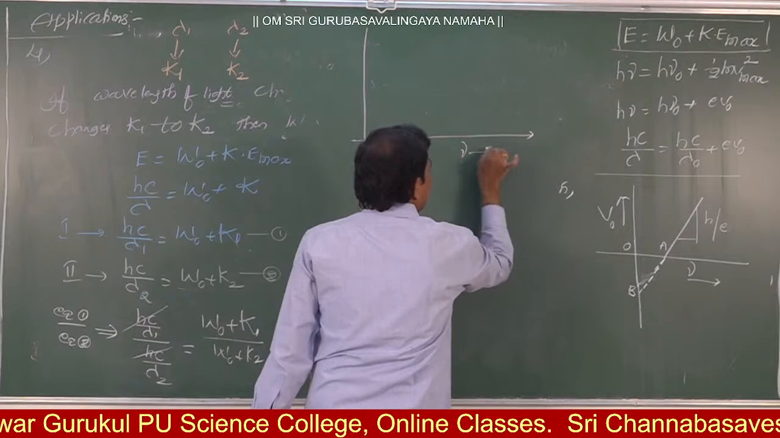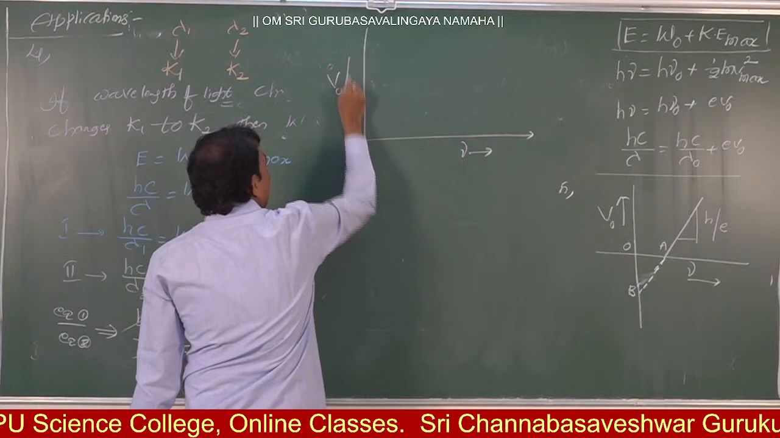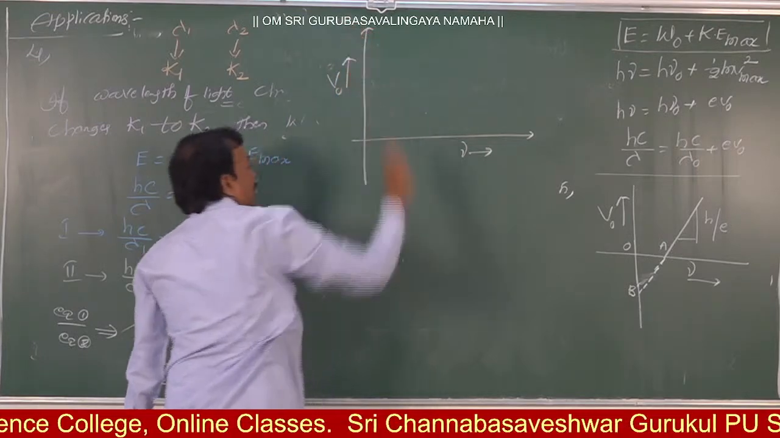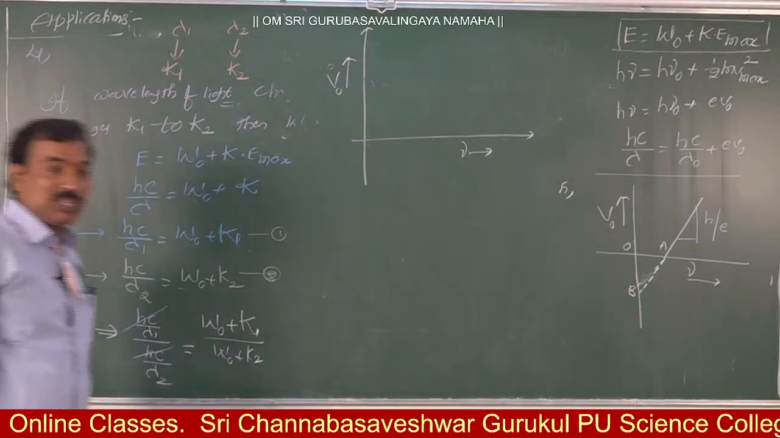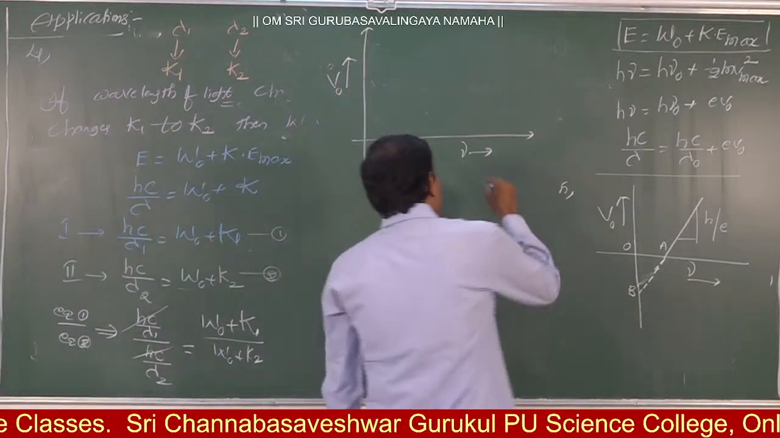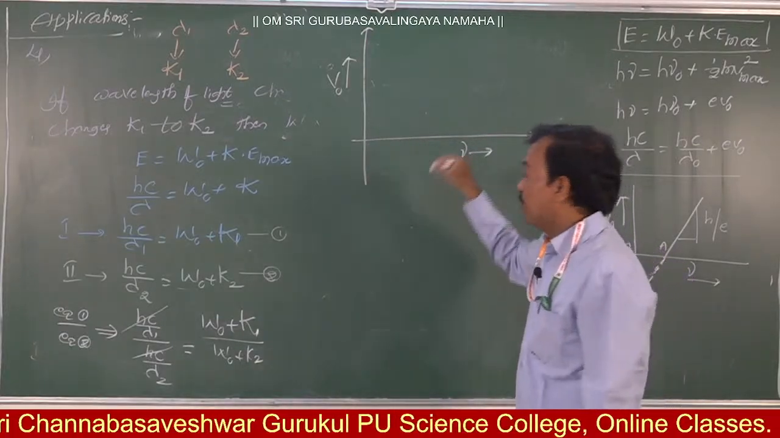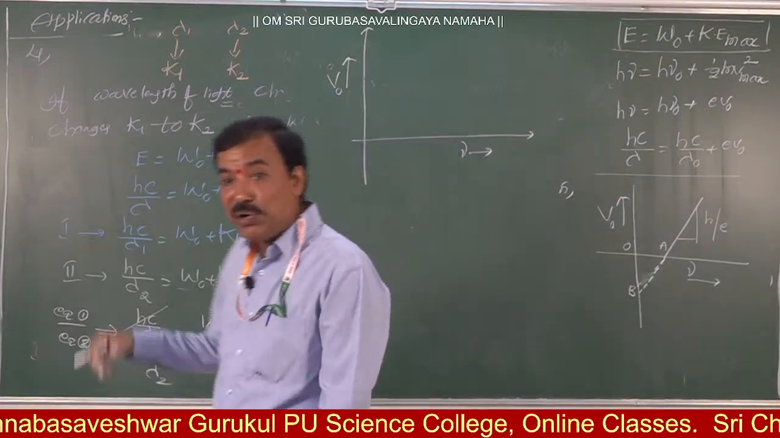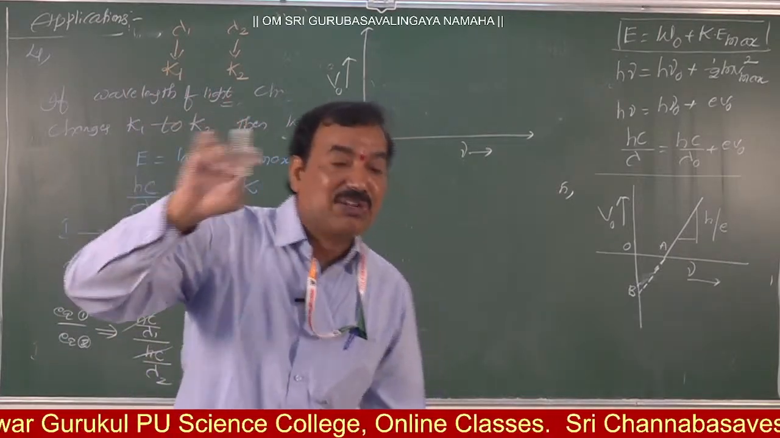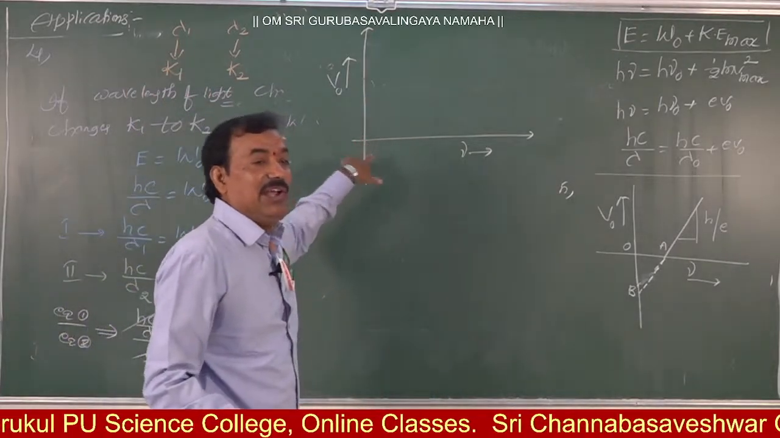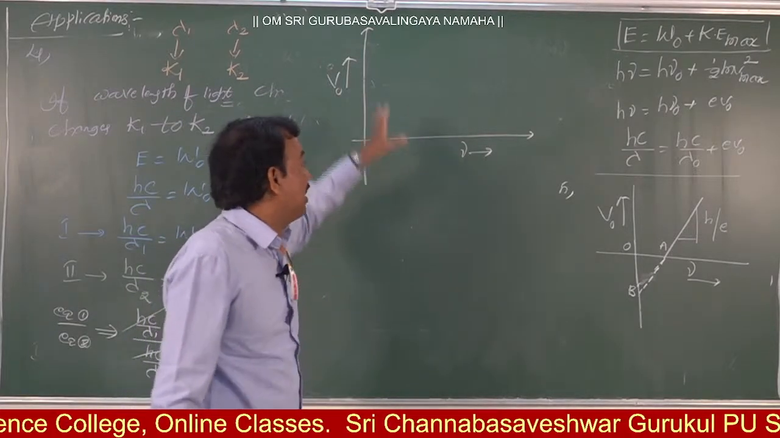The frequency value is taken on the x-axis here, and the stopping potential on the y-axis. Don't get any doubt here. What is stopping potential? I told you so many times. When the negative potential of the anode increases, at a particular negative potential the photoelectric current becomes zero. Hence, that potential is known as stopping potential or retarding potential.